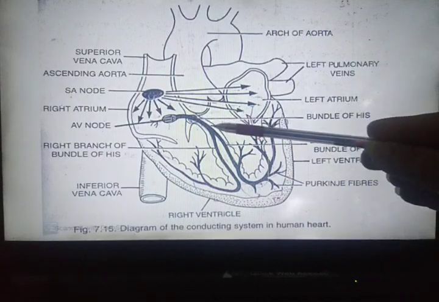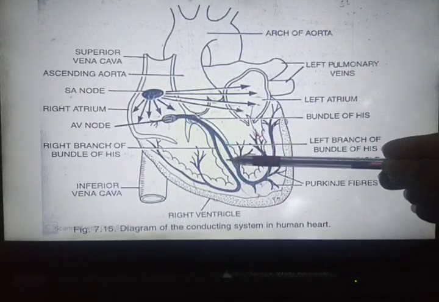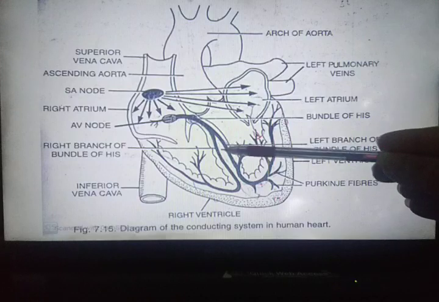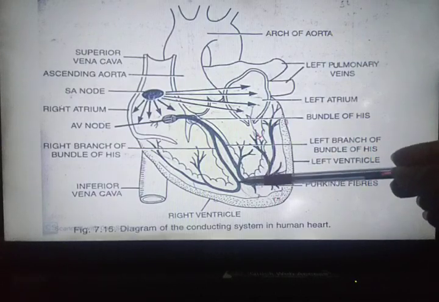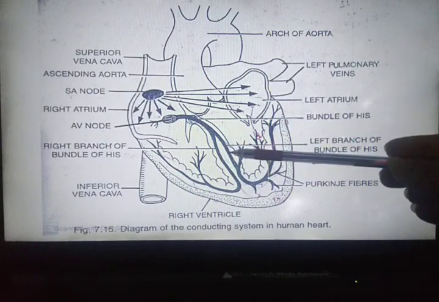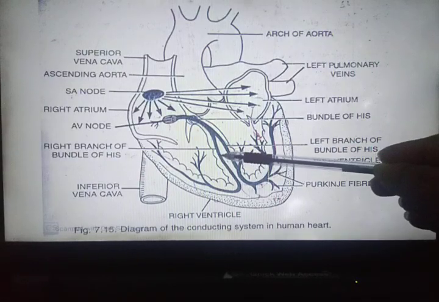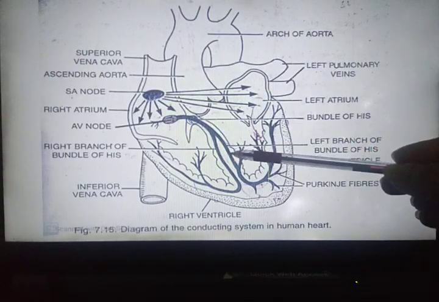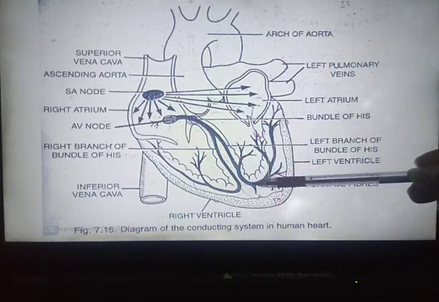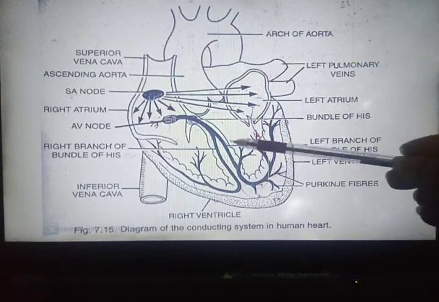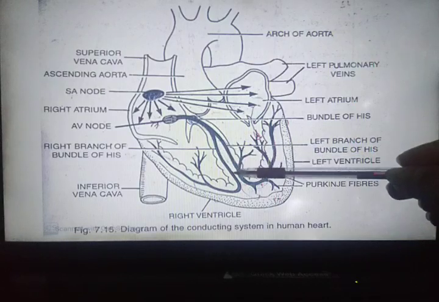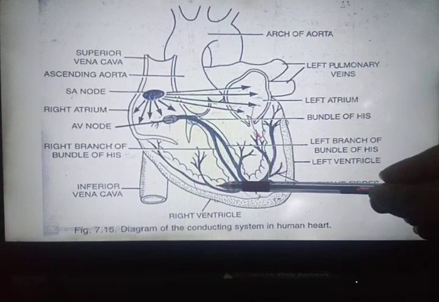So it moves into the septa, and at the lower side near the apex, when it moves towards the ventricle, it divides into two branches. That is the left branch of bundle of His and right branch. Left branch enters into the left ventricle, and right branch enters towards the right ventricle.